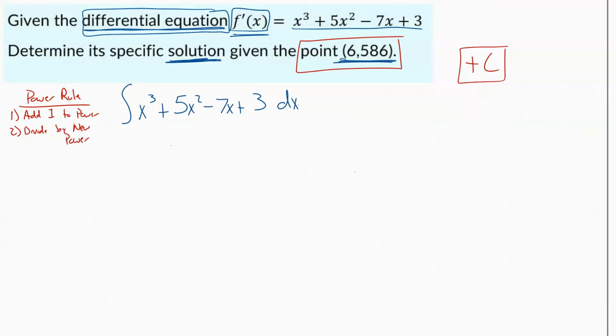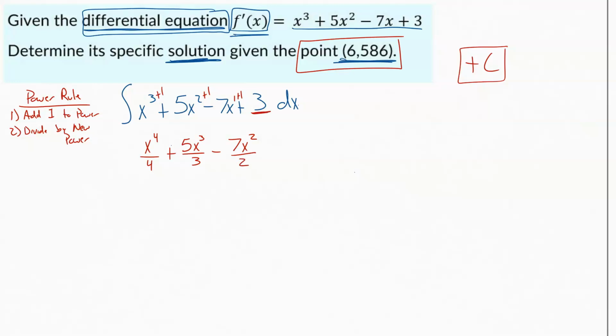Applying that in this situation, we would add 1 to the power. We end up with x to the 4th, divide by that new power, that'd be a 4, plus add 1 to the power, we get 5x to the 3rd, divide that by that new power. Then we've got an unwritten 1 right there. We add 1 to that, we get negative 7x, add 1 to the power, divide by the new power.